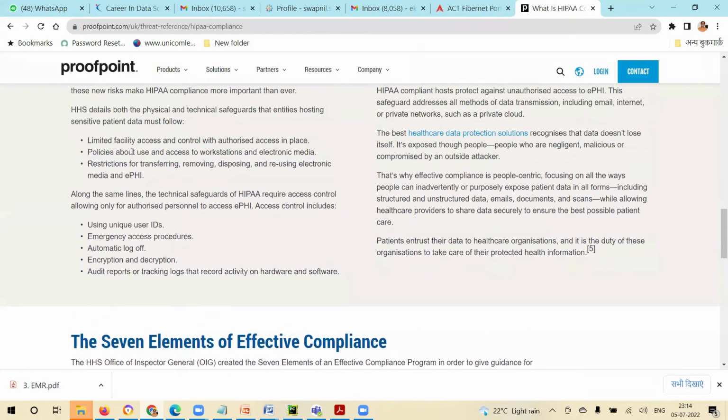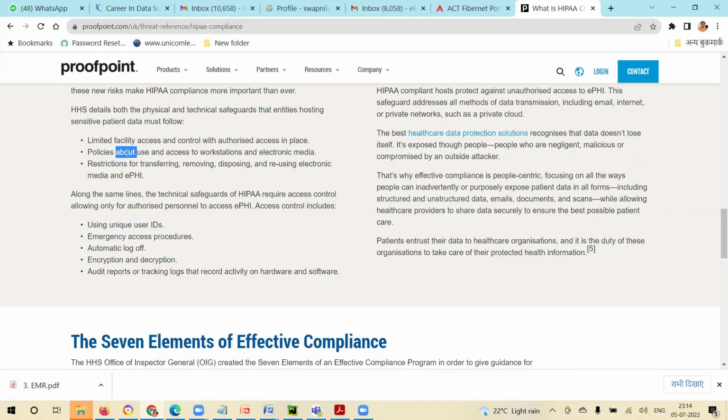See, it says limited facility access and control with authorized access in place. So only authorized access to the data. Policies about the use and access of workstation and electronic media. Now let's say I have saved your information on my laptop, and somebody else connects to the laptop. Somebody else may not even be a doctor, right? That's why whoever has access to the patient record is important.